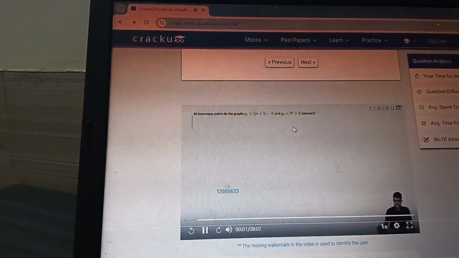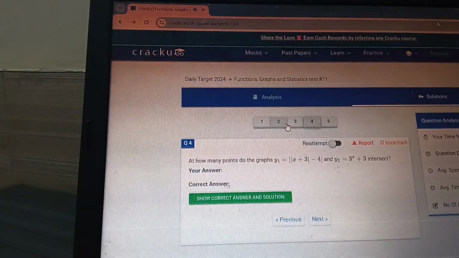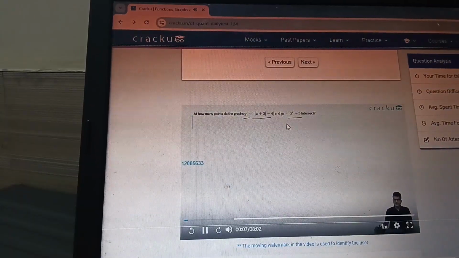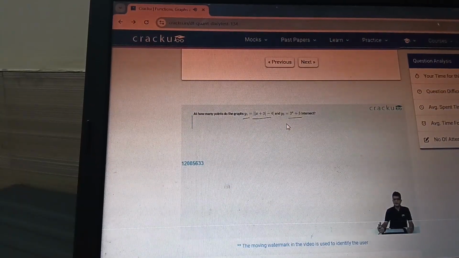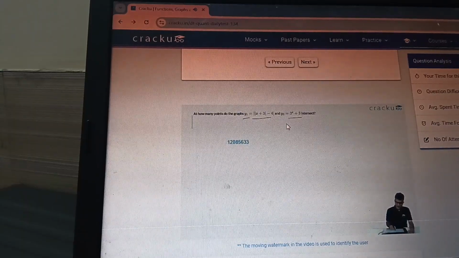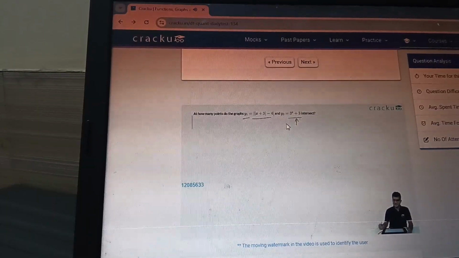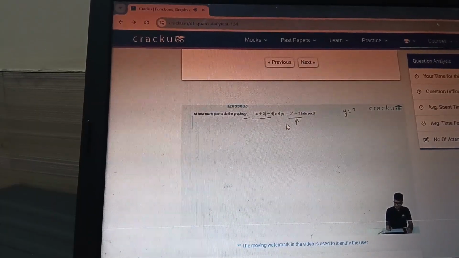In this question we are given two graphs. We are given y is equal to modulus of x plus 3 minus 4 and y is equal to 3 to the power x plus 3, and we are required to calculate at how many points do both of these curves intersect. If you are looking at the curve y is equal to 3 to the power x plus 3, let us first consider the curve y is equal to 3 to the power x.